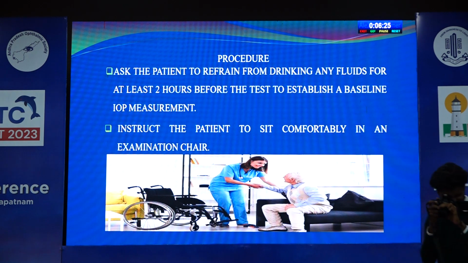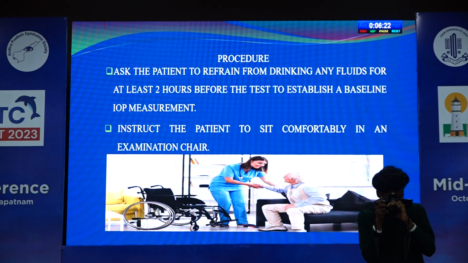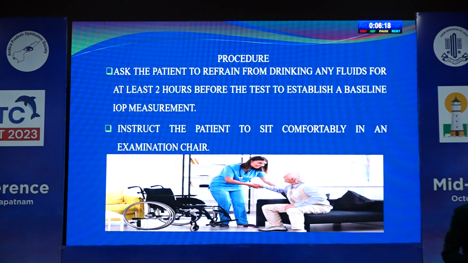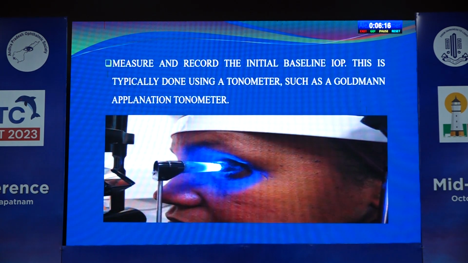We ask the patient to refrain from drinking any fluids for at least 2 hours before the test to establish a baseline IOP measurement. Instruct the patient to sit comfortably in an examination chair. Measure and record the initial baseline IOP. This is typically done using a tonometer such as the Goldmann applanation tonometer.